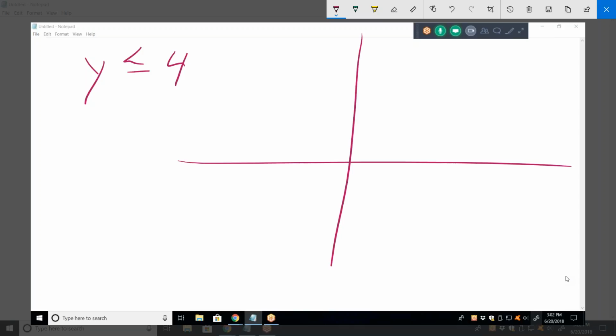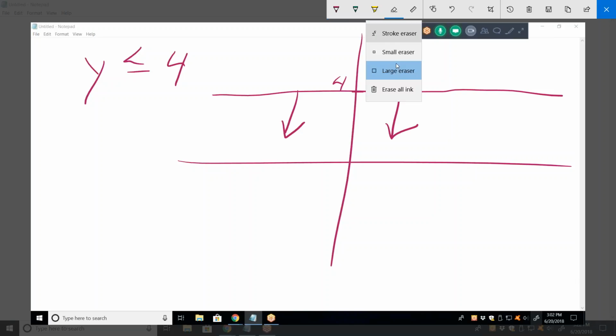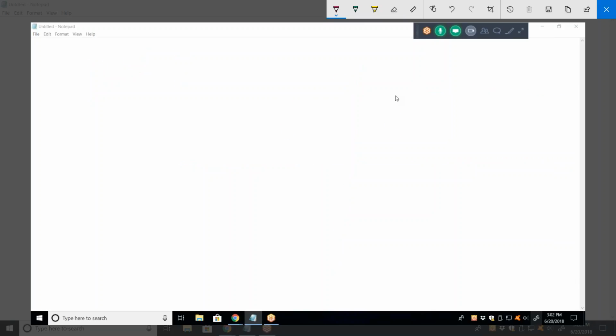So the next one I have is y is less than or equal to 4. How does that graph? So it's going to be horizontal this time, goes on the y-axis at 4. Solid or dashed? It's going to be solid because it's less than or equal to. And it's going to be below because it's less than. I think you got the hang of it. Yeah, it was pretty simple.